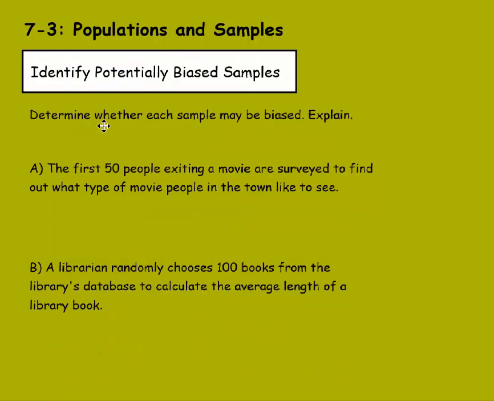Now we need to determine whether each sample may be biased and then explain our answer. It says the first 50 people exiting a movie are surveyed to find out what type of movie people in town like to see. At first you might not think this is bad. Oh, moviegoers, they know what they like. But think about this. What if you wanted everyone to say that Batman was their favorite movie?